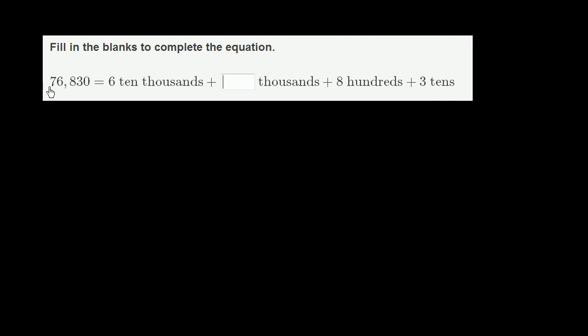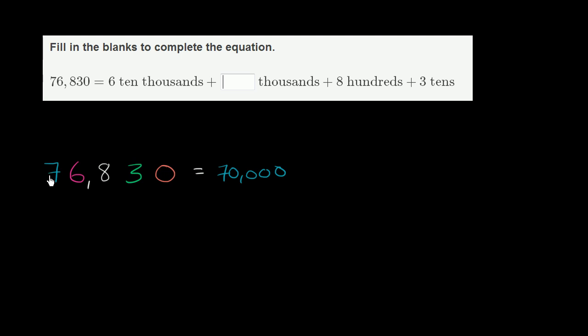So let's just think about 76,830. So if we write 76,830, I'm going to try to color code it. 830. We could write this out as being the same thing. This is the same thing as 70,000 plus 6,000.